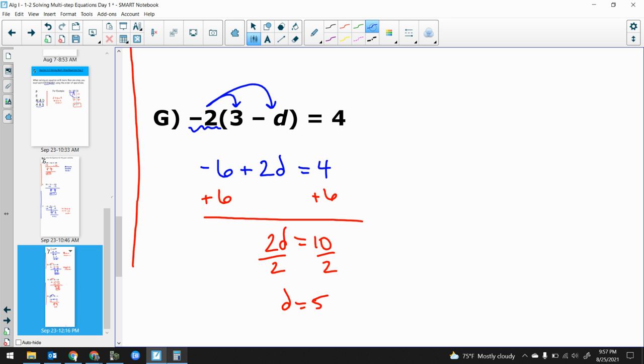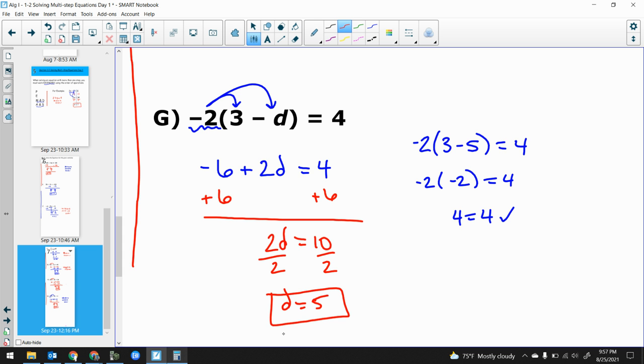Let's check our answer one more time. Negative 2 times 3 minus 5 is equal to 4. Let's see. Well, 3 minus 5 is negative 2, and negative 2 times negative 2 is a positive 4. That checks out. I know for sure that I've gotten my answer correct. d is equal to 5.